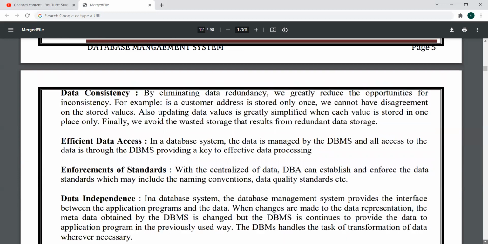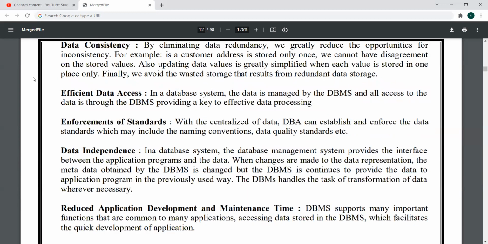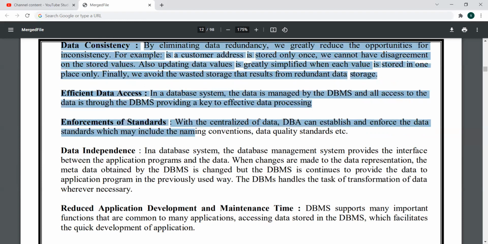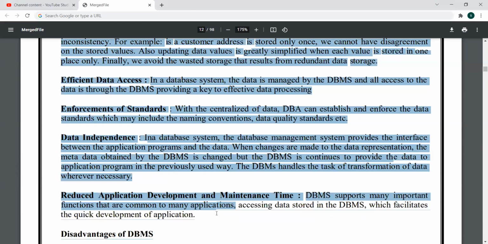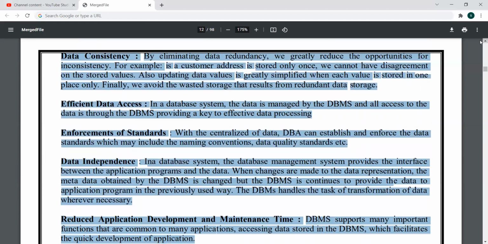Next advantage of the database management system: data consistency. By eliminating data redundancy, we greatly reduce the opportunities for inconsistency. For example, if a customer address is stored only once, we cannot have disagreement on the stored values. Also, updating data is greatly simplified when each value is stored in one place, and we avoid the wasted storage that results from redundant data storage.